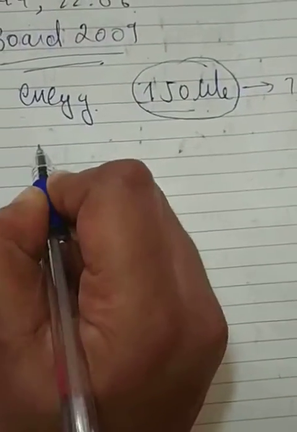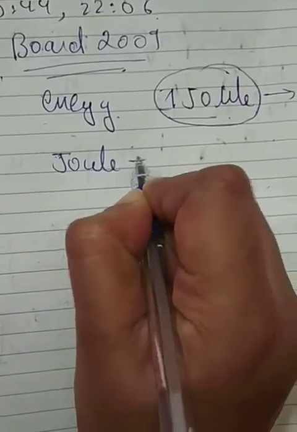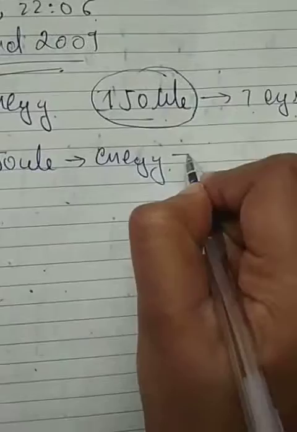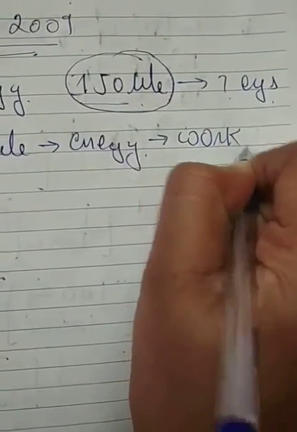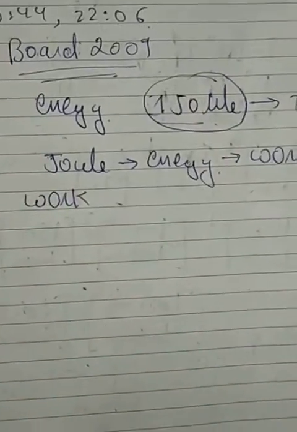What is a joule? Joule is the unit of energy. What is energy? Energy is nothing but work done. Now what is work? In my previous video we also discussed how we derive the dimensional formula of work. Again we will do it, for more and more practice.